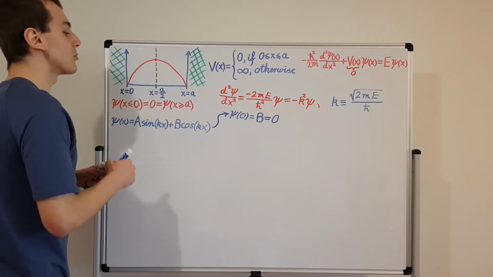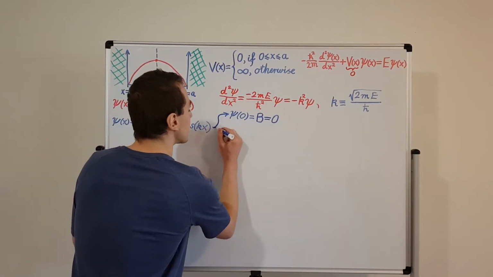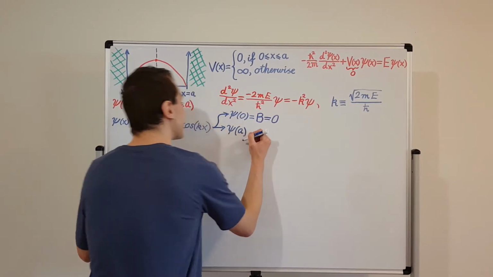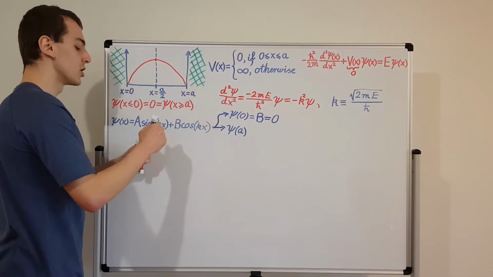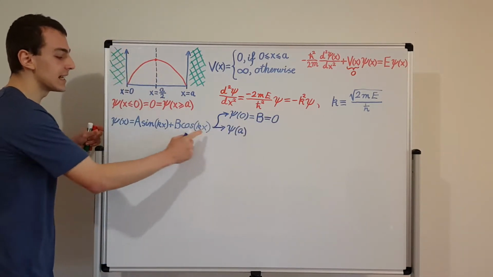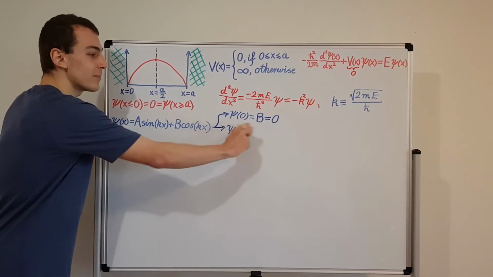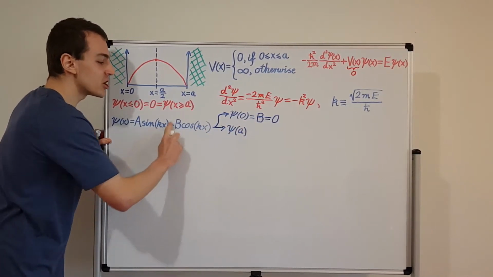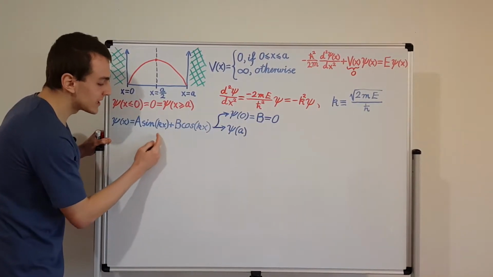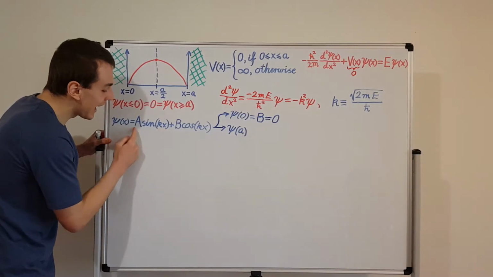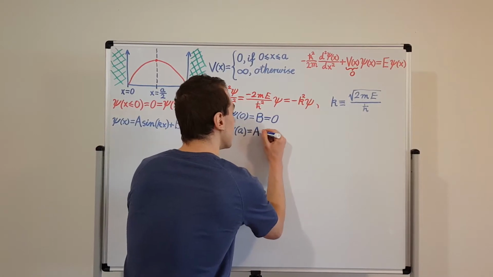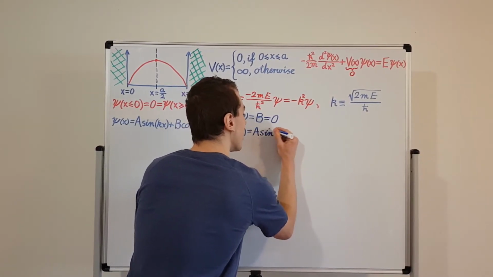Let's have a look at the other boundary condition. So let's have a look at what happens when we have psi of a. So we're going to set x equals a. So that's this right-hand side over here. So what is the boundary condition there? Well, psi of a also has to equal 0, but let's substitute a inside here. So we already know from this boundary condition that b is equal to 0. So we can just ignore this term because we know it's 0. What about this term over here? Well, if we substitute x equals a, then we're going to get a times sine ka. So I'll write that over here. We're going to get a times sine of ka.